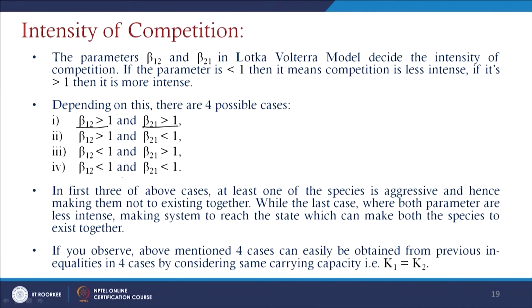So, all the possible cases we have assumed for beta 1 2 and beta 2 1 in a coupled form. In the first 3 of the above cases, at least one of the species is aggressive, hence making them not coexist together. While in the last case, both these parameters are less intense, making the system reach the steady state, which can make both the species exist together, since both these parameters are less than 1 here. And you can observe that all these above 4 cases can easily be obtained from the previous 4 inequality cases by considering the same carrying capacity, that is k1 equals k2.